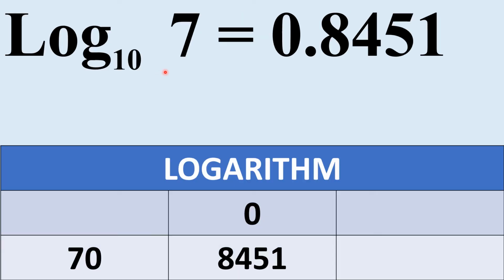The value of log 7 is 0.8451. On the left hand side of the decimal, we have one digit. From that 1, we have to subtract 1. 1 minus 1 is equal to 0. So 0 is the characteristic. To write the mantissa, in front of 70 under the column 0, 8451 is there. That you have to write on the right hand side of the decimal. Thus the value of log 7 is equal to 0.8451.